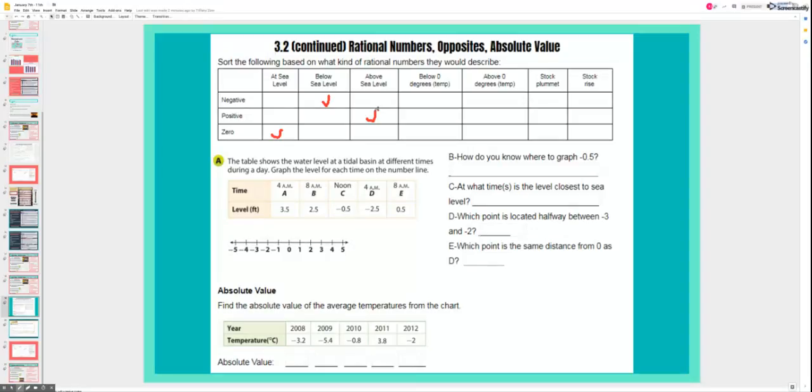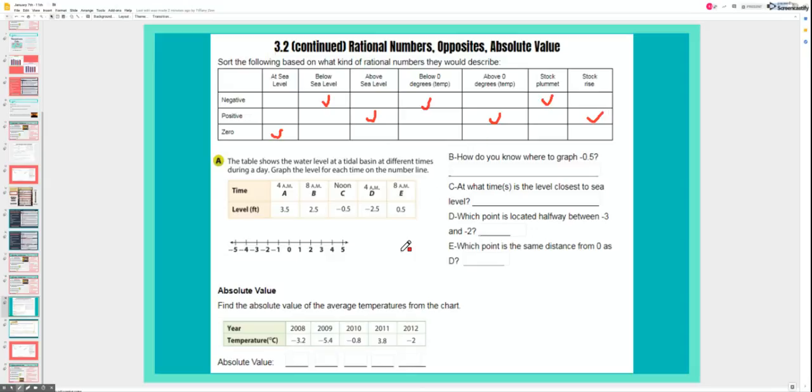Below 0 degrees, so if it's below 0, that means it's getting into the negative temperatures, so that would mean negative. Above 0 degrees, it'd still be cold outside, but like the positive numbers. So positive. If the stock plummets, the word plummet means it's going down, so that would be negative. And then rise means something's going up, so that would be positive.